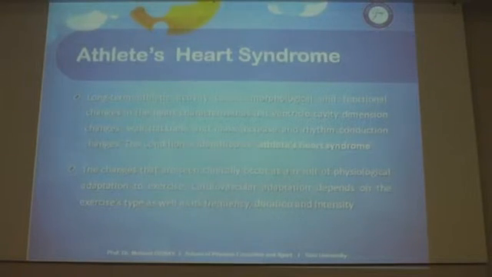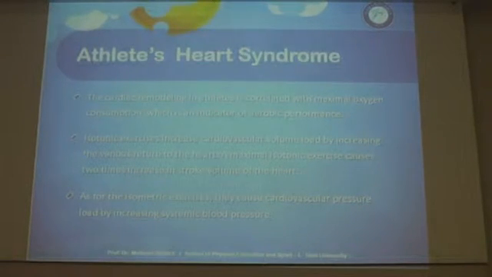Long-term activity causes morphologic and functional changes in the heart, characterized by left ventricle cavity dimension changes, wall thickness and mass increase, and little conduction changes. This condition is identified as athletic heart syndrome. The changes that are seen clinically occur as a result of physiological adaptation to training. Cardiovascular adaptation depends on the exercise type as well as its frequency, duration, and intensity.